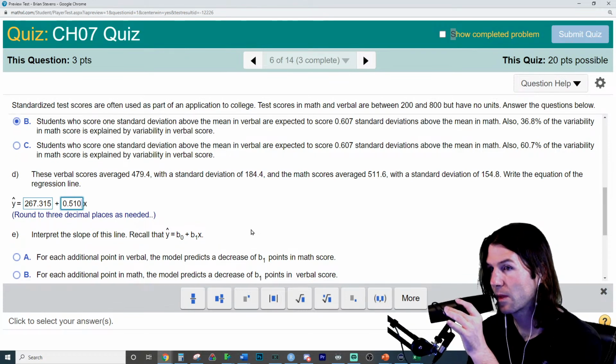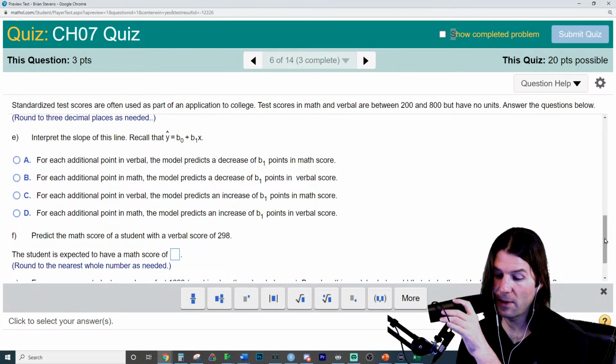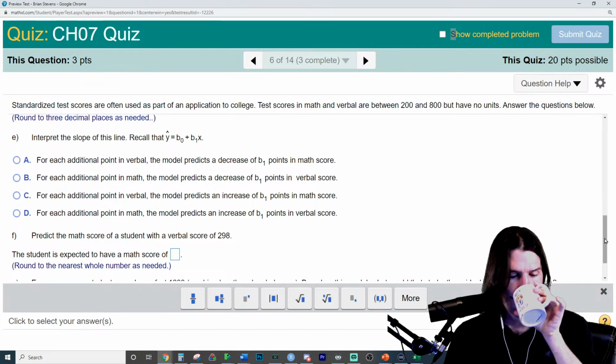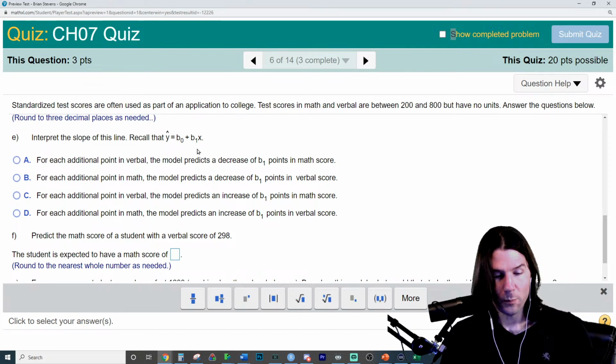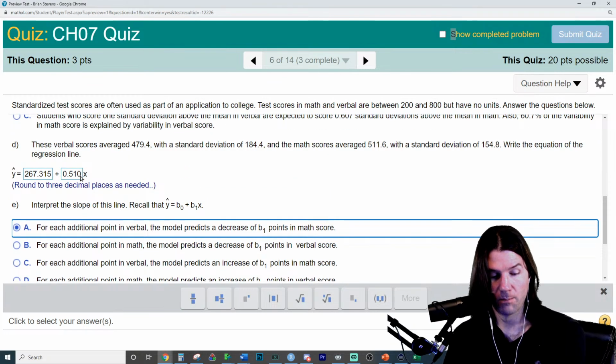That's where mistakes happen. Interpret the slope right here. For each additional point in someone's verbal score, the model predicts B1 increase in math score. So for each additional point in someone's verbal score, the model predicts that their math score will increase by 0.510.